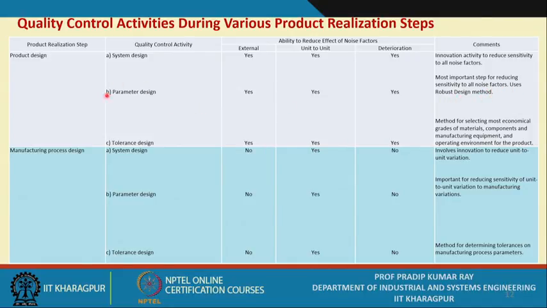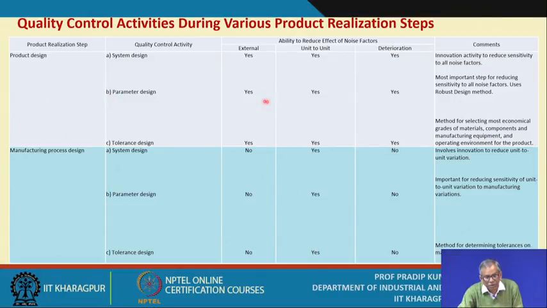I have already mentioned that parameter design is the most important step. So against all these noise factors you can take countermeasures at product design, and similarly at the tolerance design stage. That means a method for selecting the most economical grades of materials, components and manufacturing equipment and operating environment for the product. This you do at the product design stage.